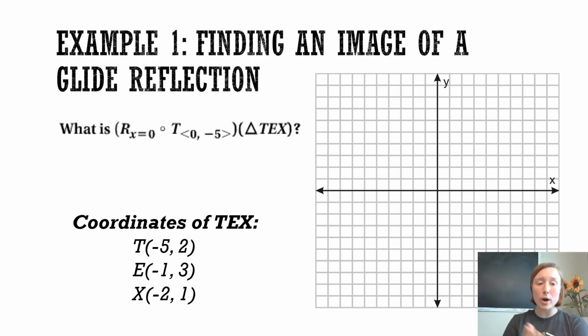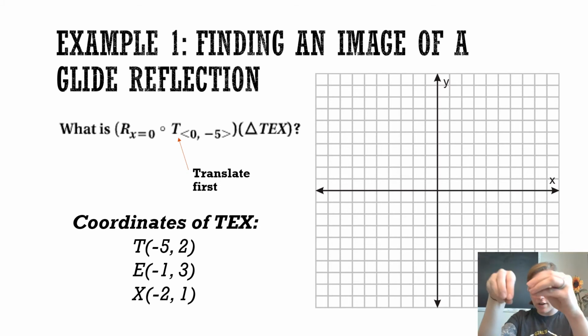So in example 1, it asks us to find the image of a glide reflection. We know that in glide reflections, we have to both reflect something and translate something. So just like our functions, we're doing two things to our triangle, right? We're reflecting and we're translating. Here's the interesting thing: from our notation, we actually had to deal on our last slide with the g of x first, right? We plugged it into the formula and we took care of the g of x.